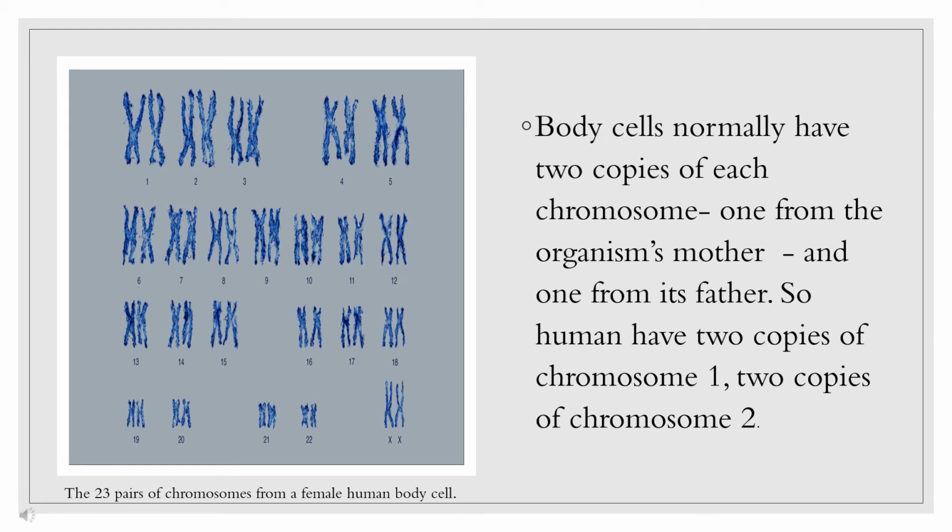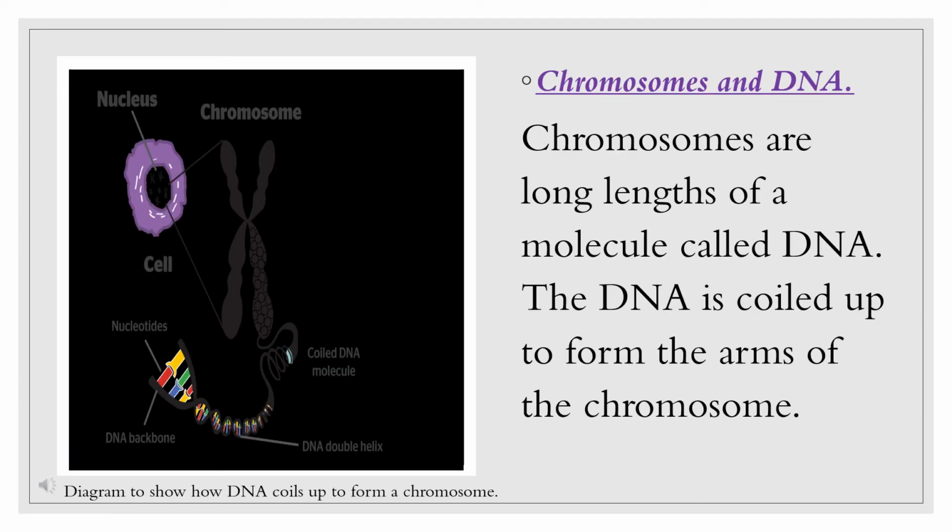Okay, guys, we're now going to learn about chromosomes and DNA. So basically, chromosomes are long lengths of a molecule called DNA. And the DNA is coiled up to form the arms of the chromosome. And here on the side, I have a diagram to show the DNA coils up to form a chromosome. So here we have the nucleus, the chromosome, and the cell. And in the middle, we have the coiled DNA molecule. This is how it looks.